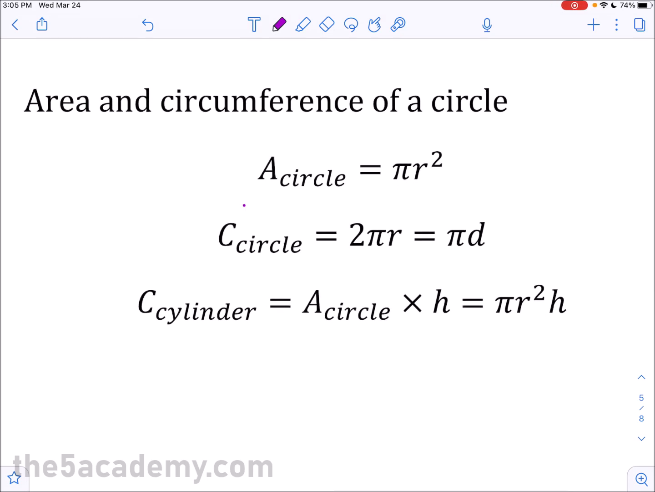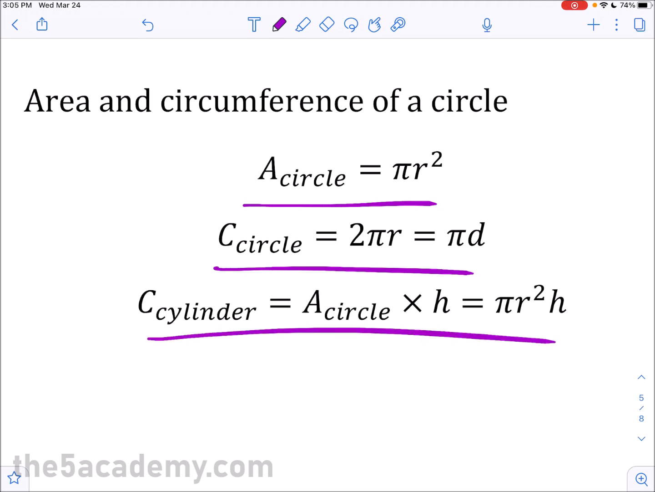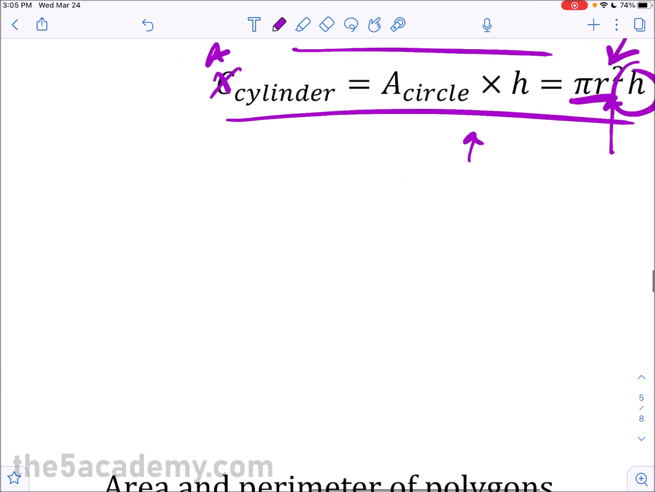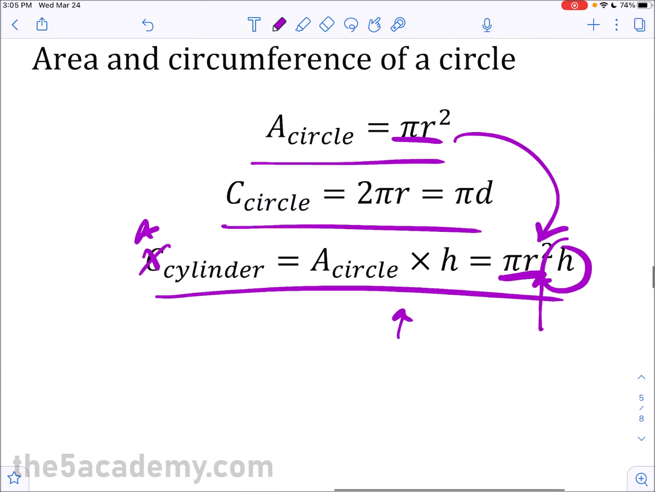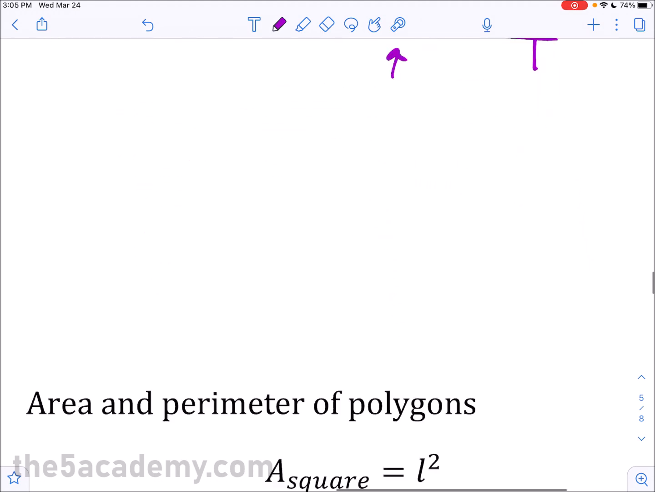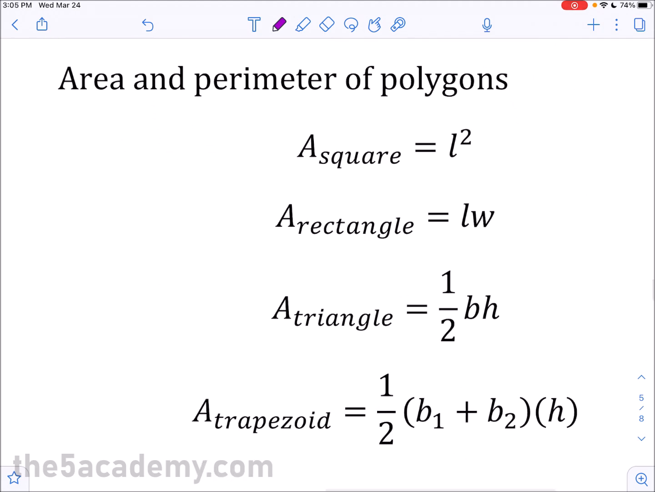Area and circumference of a circle. Area is pi r squared. Circumference is 2 pi r or pi times d. And for a cylinder, the volume is just the area of the circle times the height of the cylinder. You see that they look kind of similar. You're just multiplying by height for the volume. Sorry, this isn't area, this is the volume of a cylinder. Sorry for the mix-up.